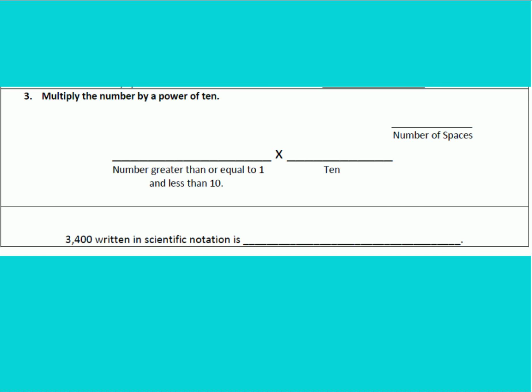So in step 3, we're going to just combine everything we've done. This says the number that we made greater than or equal to 1 and less than 10. So remember, we made 3.4. We multiply that by a power of 10, so we put 10 as our base here, and our exponent that we need to use is the number of spaces that we moved. In this case, we had moved 3 spaces. So we can say that 3,400 written in scientific notation is 3.4 times 10 to the third power.